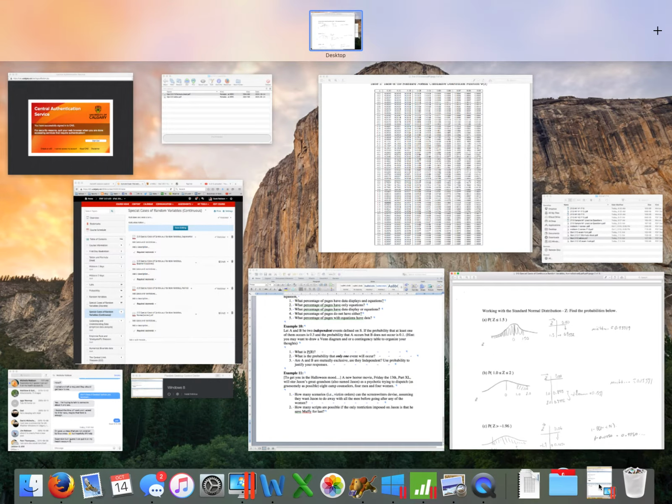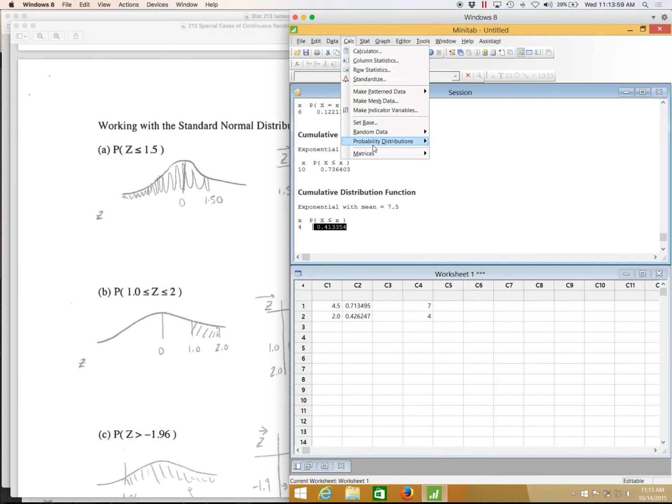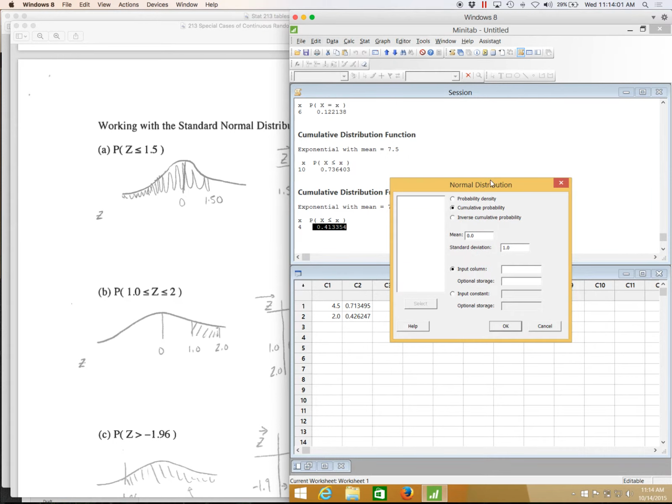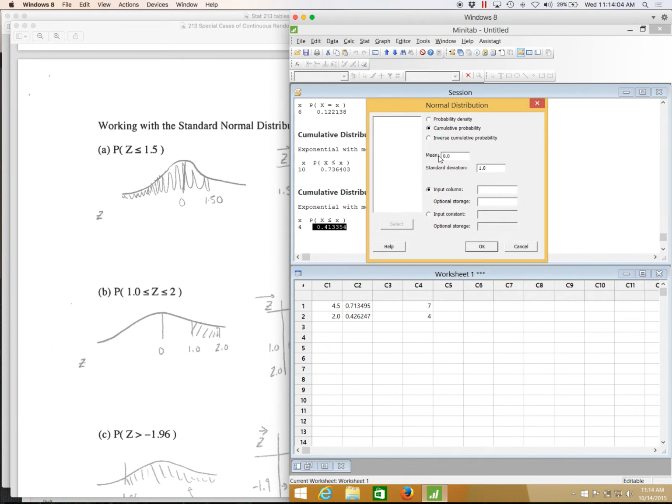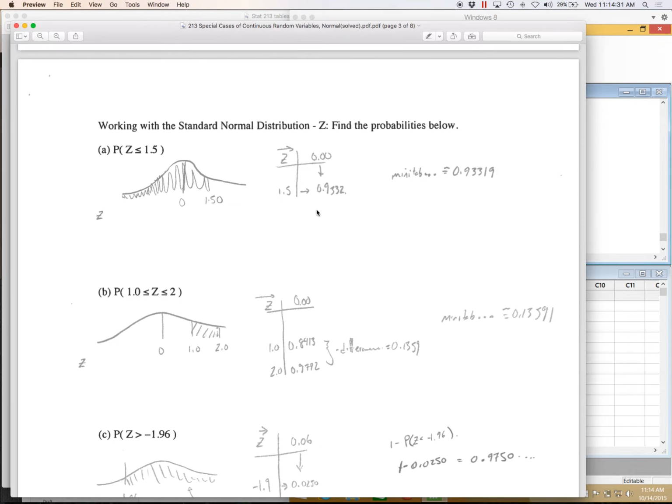In Minitab, you don't need these tables. Minitab does a better job. It doesn't do so much rounding. Probability distribution, normal distribution. Here, when the mean is 0 and the spread is 1, also known as the standard distribution or z-scores, the cumulative area of 1.5 standard deviations. Sorry, I've got input column there. Let's change it to input constant. 1.5 standard deviations, again, is 0.9933 with more digits. So as you can see, you can get both of these.